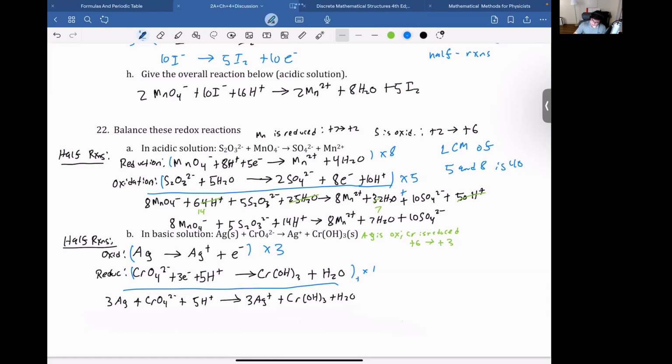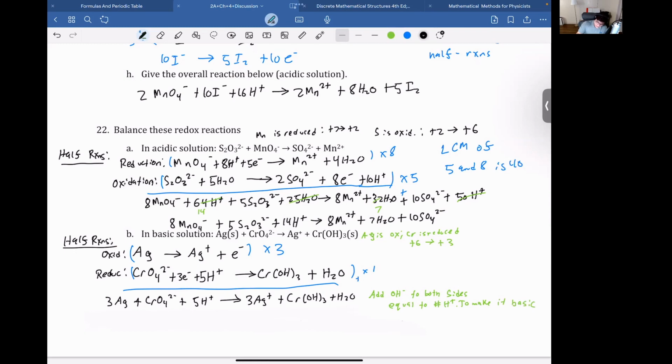Well, to do the last step, we're going to neutralize the H plus on whatever side it's on. So on the left side here with OH. So we're going to add OH to both sides equal to the number of H plus. And then this is to make it basic.